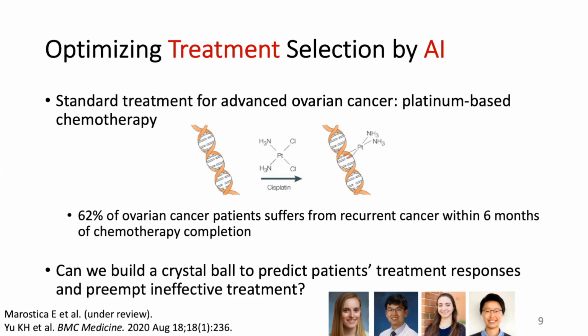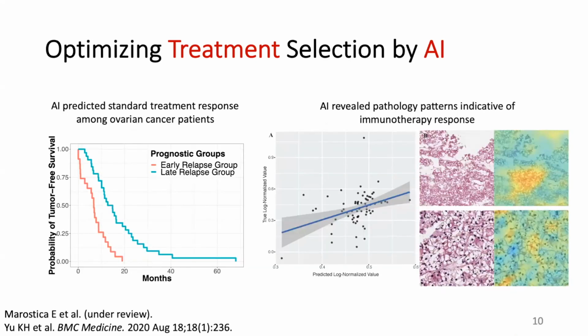So the question to ourselves is, can we build a reliable crystal ball to predict the patient treatment response before we administer this highly toxic treatment regimen? And if we have such a reliable prediction model, we may be able to avoid ineffective treatment. And this is a research work with a few talented graduate students in my lab, including Eliana, Vincent, Becky, and Chen. And long story short, our research shows that we can pretty much identify the treatment response using the diagnostic slides collected before any treatment was assigned to the patient. In our case, we are able to differentiate the patients with early tumor relapse from those with late relapse based on the pathological signatures we observed at the time of diagnosis.